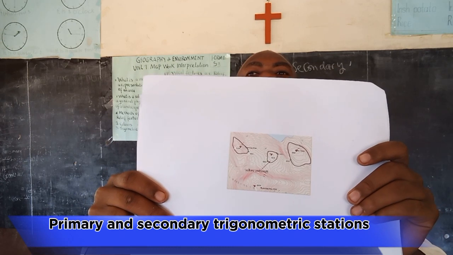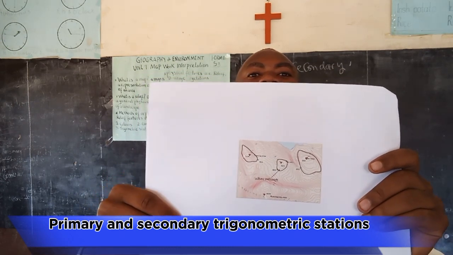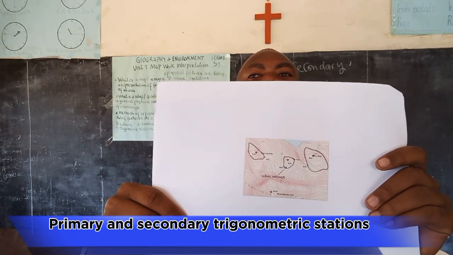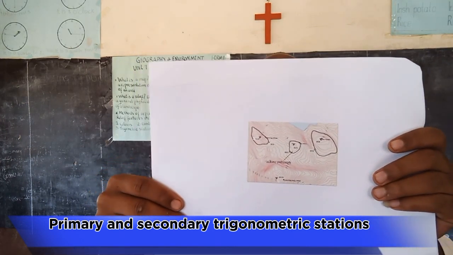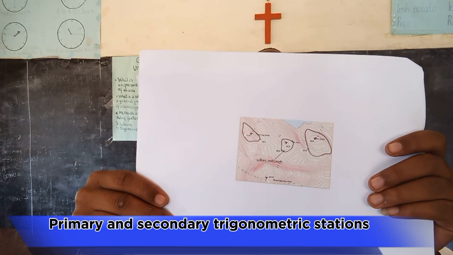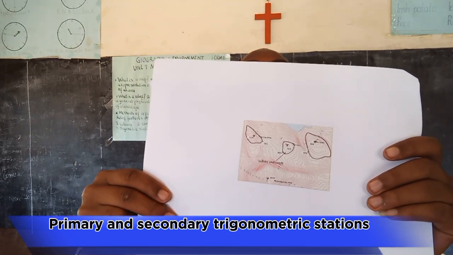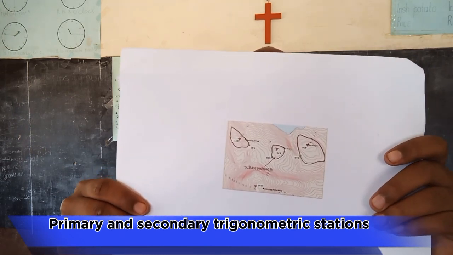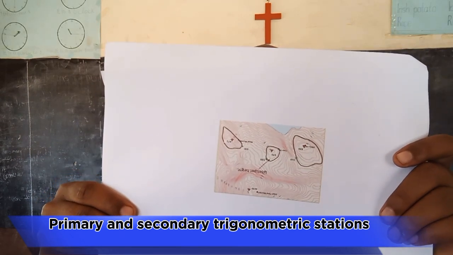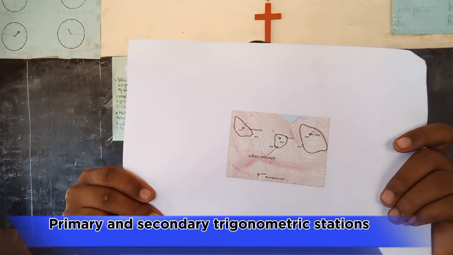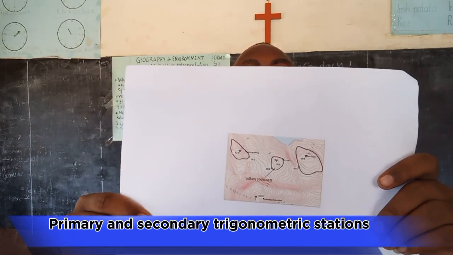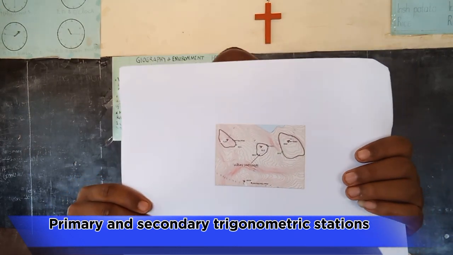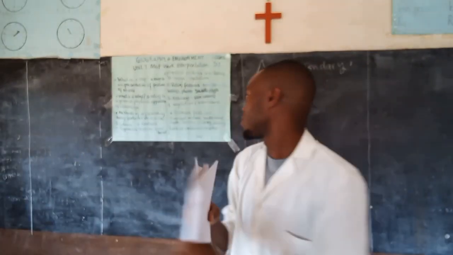which shows you a route which locates you to the features. Those are what we call trigonometric stations, must be primary or secondary. So a topographical map cannot survive without trigonometric stations. It is easy to find the locations of features by using trigonometric stations.